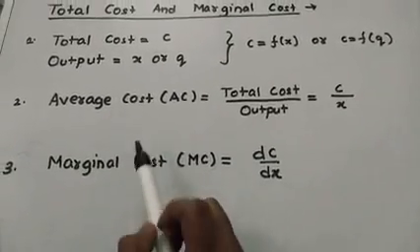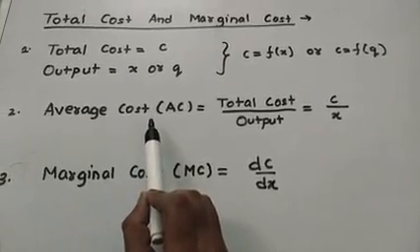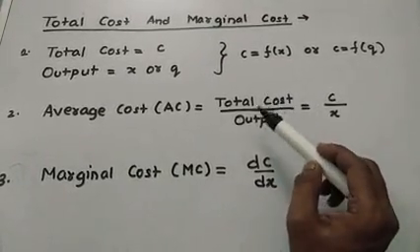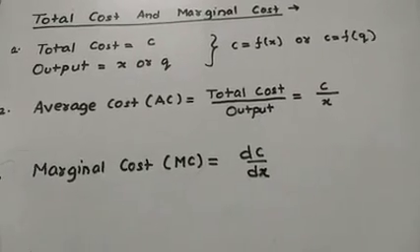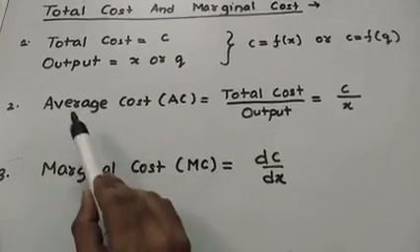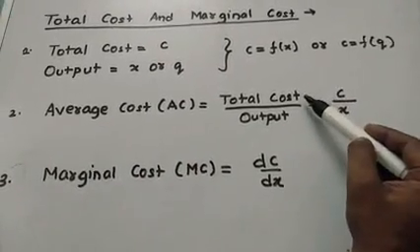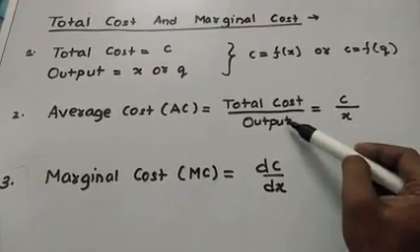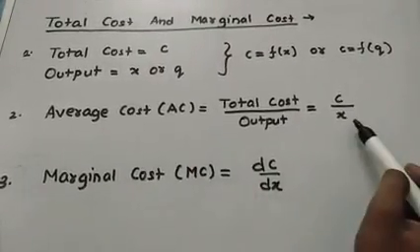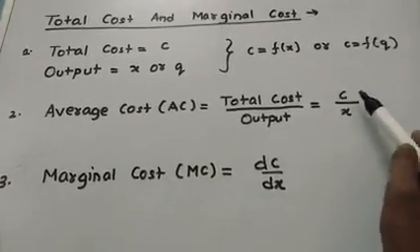Now these two are the main formulas. What is the formula? Average cost. Average cost is equal to total cost by output. Now in the question part, they can ask you to find the average cost. Then we know the total cost C, we know the output X, so I'm using X here. So you just put in the formula that average cost equals C by X.